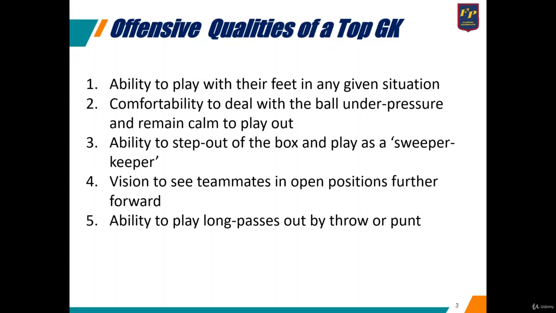The second reason is if we lose possession and the opponents look to play long as a counterattack, our goalkeeper can be high off his line to receive the ball and deal with pressure. The fourth thing they need to have is vision to see teammates in open positions further down the field, further forward. And the fifth, the ability to play long passes by throw, punt, or feet. So if the ball's on the floor, you can receive it and hit a diagonal ball or a long pass to somebody that's open on the wing or up front.